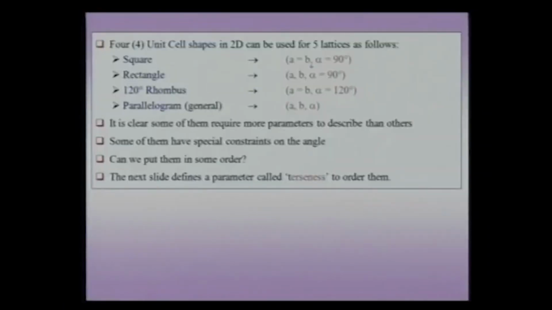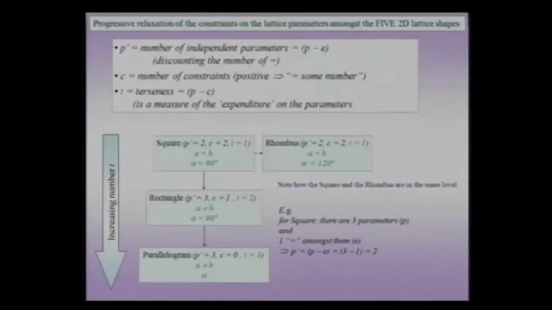Given these 5 2-dimensional unit cells, it is clear that some of them have an expenditure of more lattice parameters as compared to others, and some of them have a certain constraint on the angle. So we want to put these unit cells in a certain order, and the parameter we choose to define this order is called terseness. This order will help us understand that some of them are more symmetric than the others, or have a lesser expenditure on parameters. So we will define some parameters to understand this terseness.